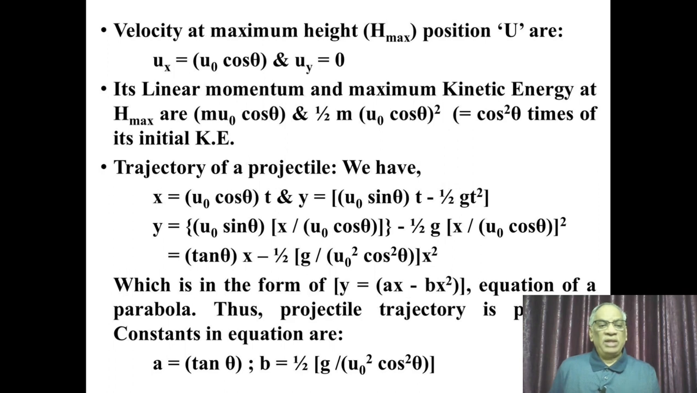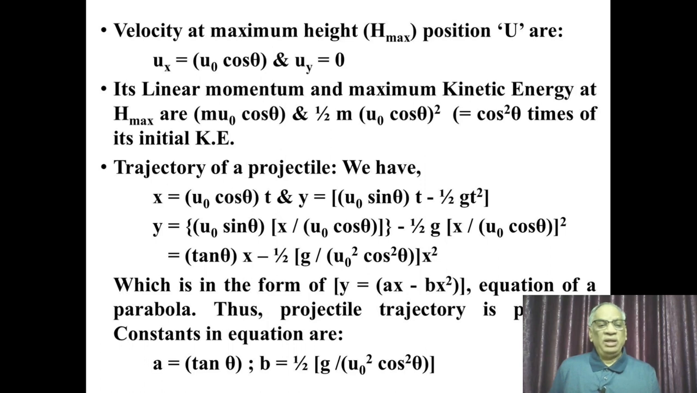So velocity at the maximum height position is given by ux = u naught cos theta, because in the vertical direction there is no velocity. When it reaches the maximum height, it becomes 0. So only the x direction, horizontal direction velocity, remains, which is the same throughout the trajectory. So ux at the h max position, that is point U, is also u naught cos theta.